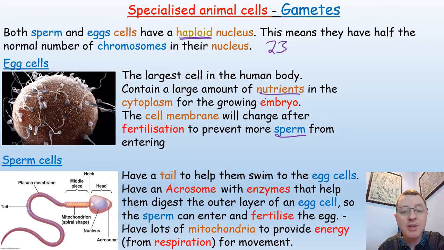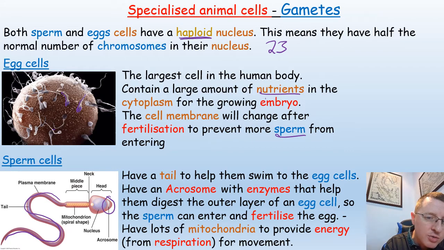Sperm cells have a tail. That's the most obvious adaptation that they have, to have a tail to help them swim to the egg cell. They also have a special area at the front of the cell here known as the acrosome, which has enzymes that will help to digest the outer layer of an egg cell. In fact, in this picture here, you can see a large number of sperm cells trying to release those enzymes from the acrosome and digest through the outer layers of the egg cell and enter through the cell membrane, and therefore fertilize the egg cell.